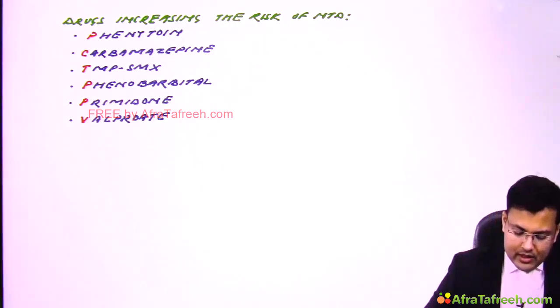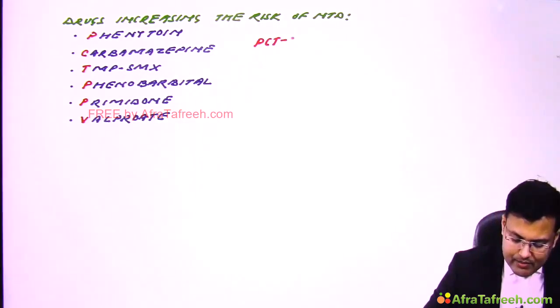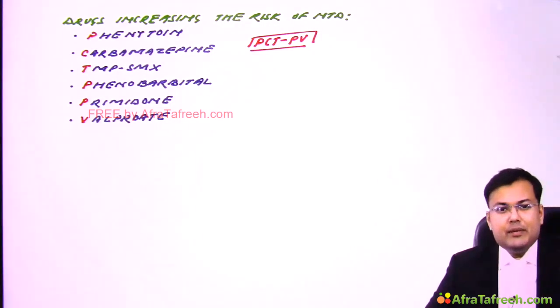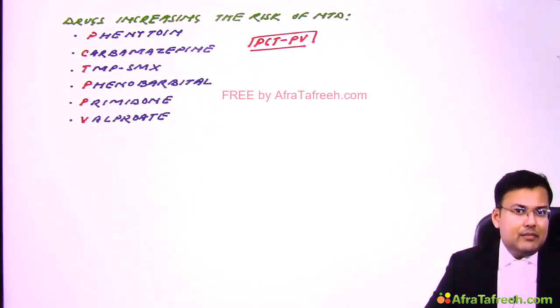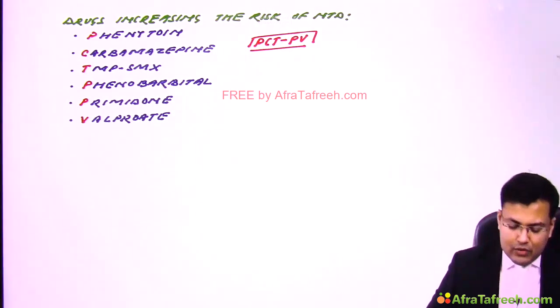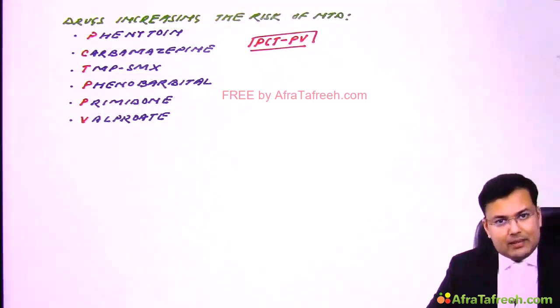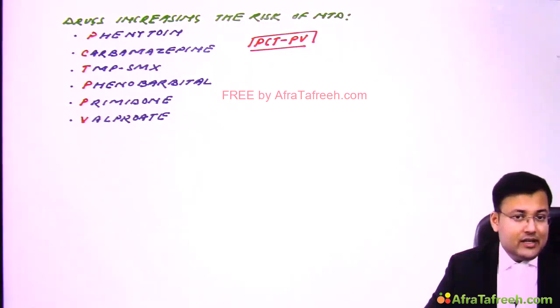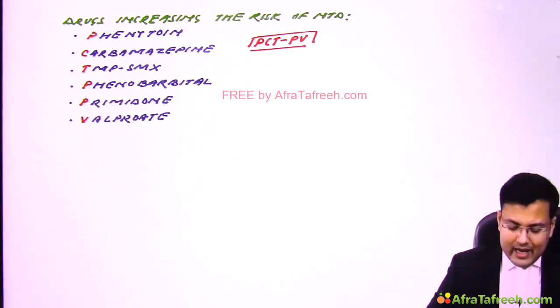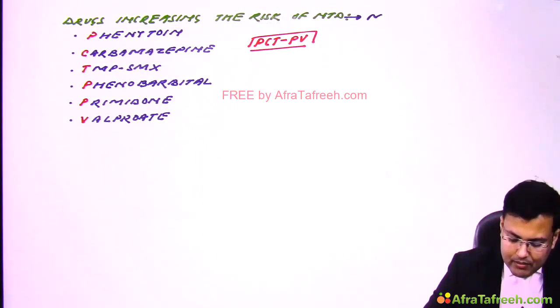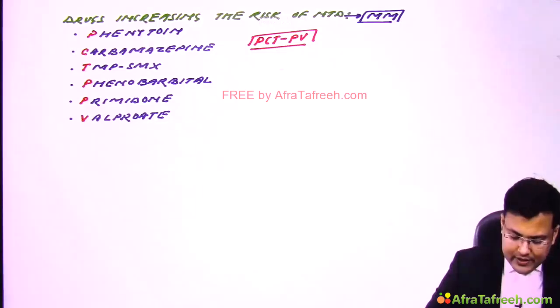How to remember? The mnemonic is PCTPV. P, phenytoin. C, carbamazepine. T, trimethoprim sulfamethoxazole. P, phenobarbital. P, primidone and valproate. So anti-epileptics, especially maternal use, increase the risk of neural tube defects, especially myelomeningocele.